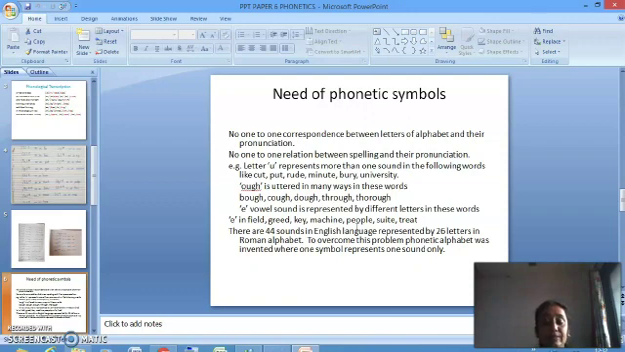Okay, and to overcome this difficulty, these phonetic symbols were invented by the International Phonetic Association. So these are called International Phonetic Symbols, invented by the International Phonetic Association. So the International Phonetic Alphabet, IPA, was invented by the International Phonetic Association. Again, IPA.